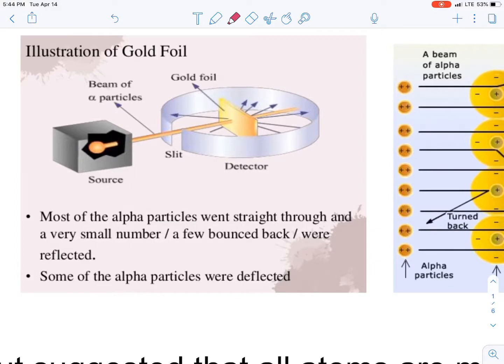They set up a source of positive particles, and they were going to shoot them through a thin piece of gold. The gold was so thin, they said it was only like 3 atoms thick. And they shot these through, and it hit a detector. Now, the detector would glow when the particles would hit it. There was phosphorus on it or something, I'm not really sure, but it would glow and they could see spots.